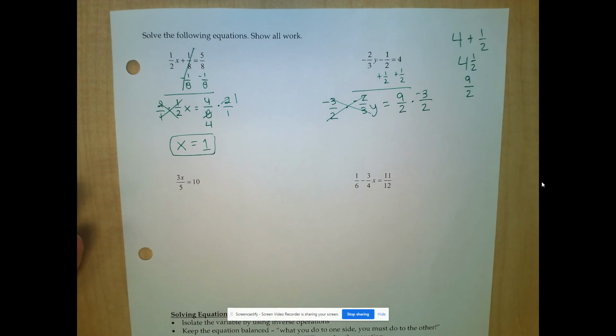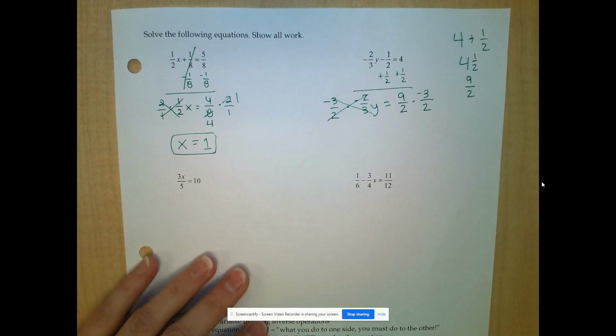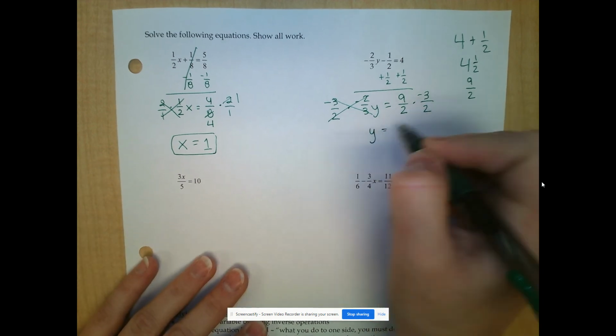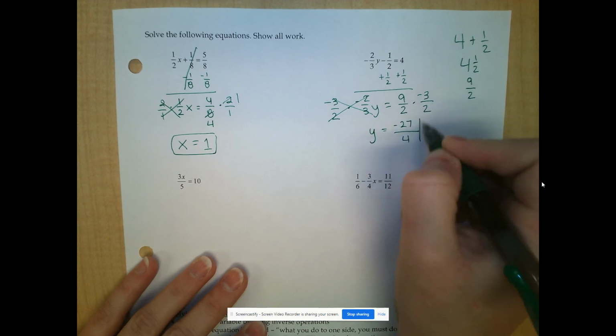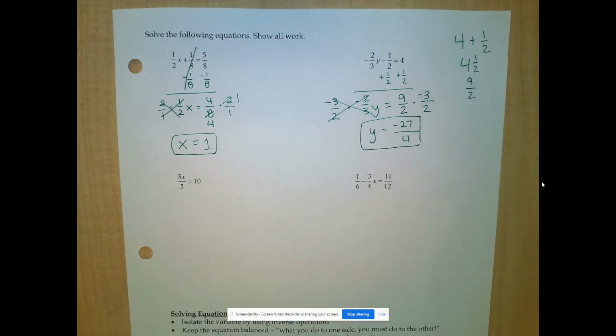And does it look terribly friendly? No, not really. Doesn't happen to be anything that can simplify. 9 times negative 3 is negative 27. 2 times 2 is 4. And that answer is acceptable just the way it is because it's in lowest terms.